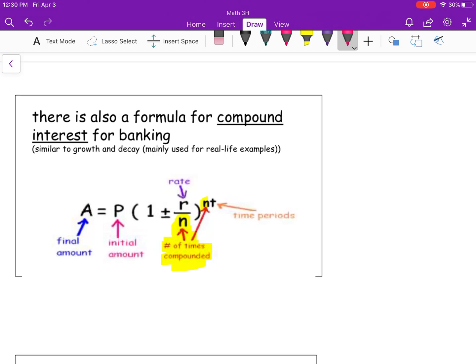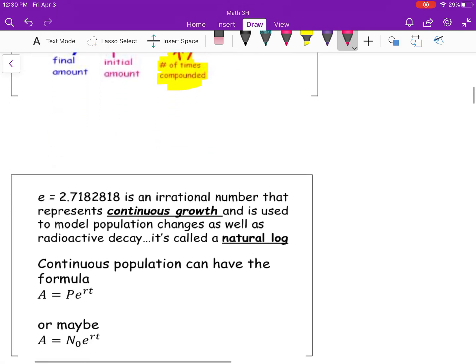If it's compounded once a year, n would be 1. If it's compounded twice a year, n would be 2. If it's compounded monthly, think of how many months are in a year. There's 12, so n would be 12. Daily would be 365. Quarterly would be 4, because there are 4 quarters in a year. Then you take that n and bring it up to a power again and multiply it by the time period t. The calculator does this all for you.